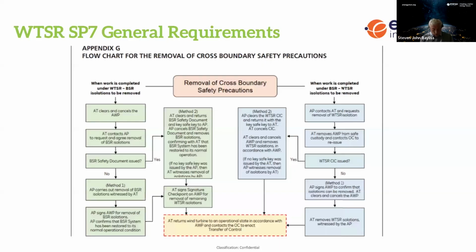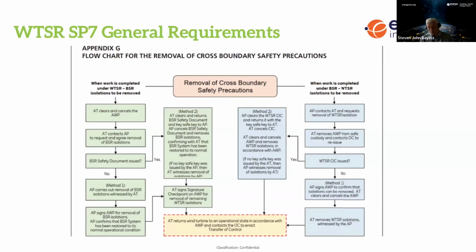With this, we would use appendix D if there is no CIC to be issued, so that would be the one flowing straight away down the flow chart. And if we were to use a CIC, we would also use appendix E, follow 7.9 of the document, and this would be method 2.